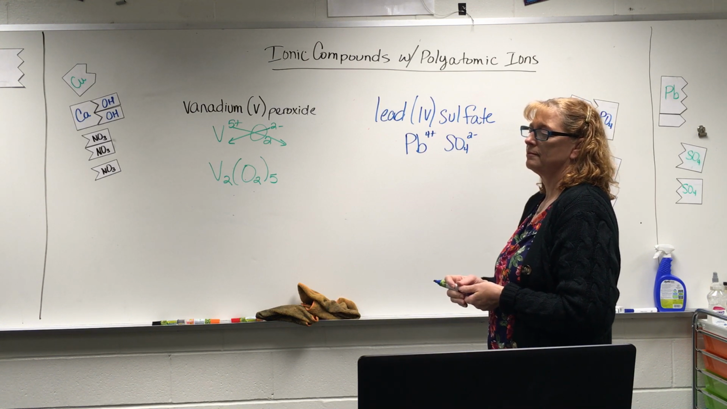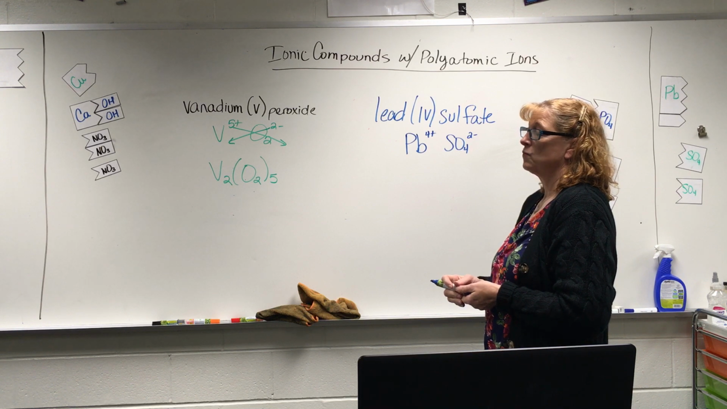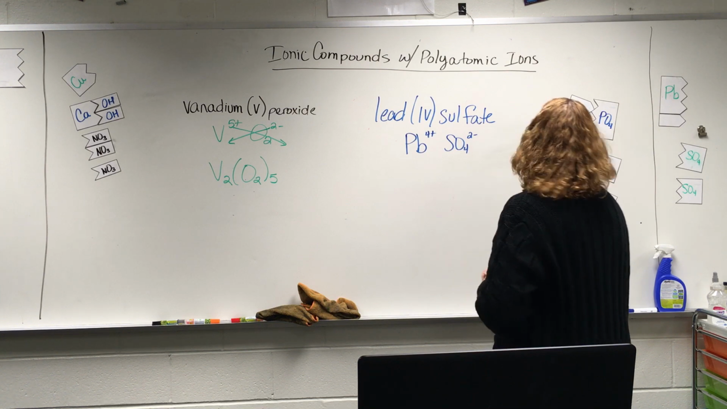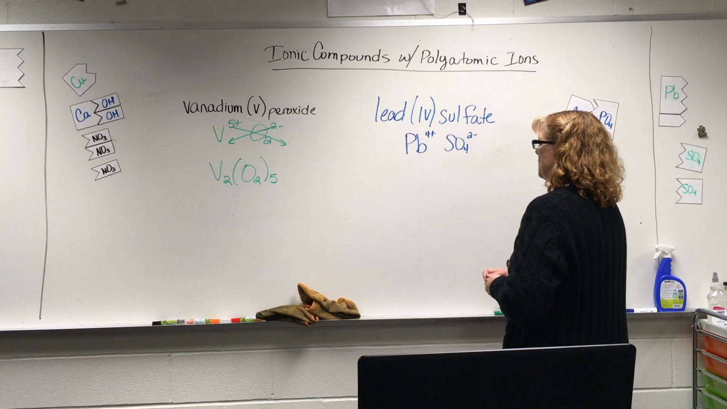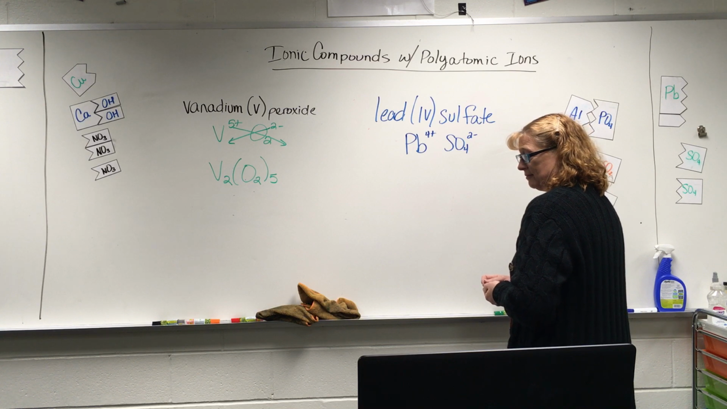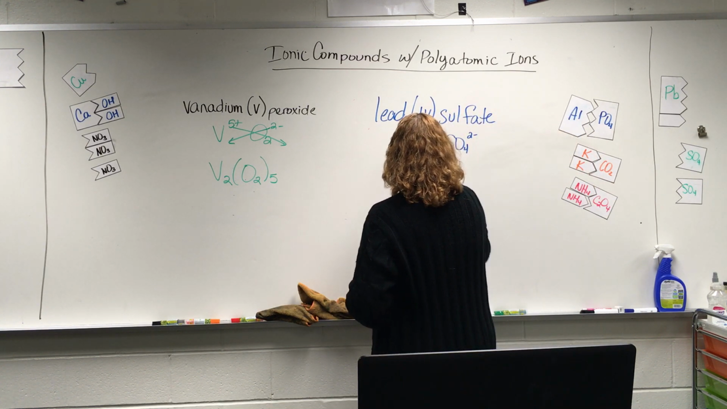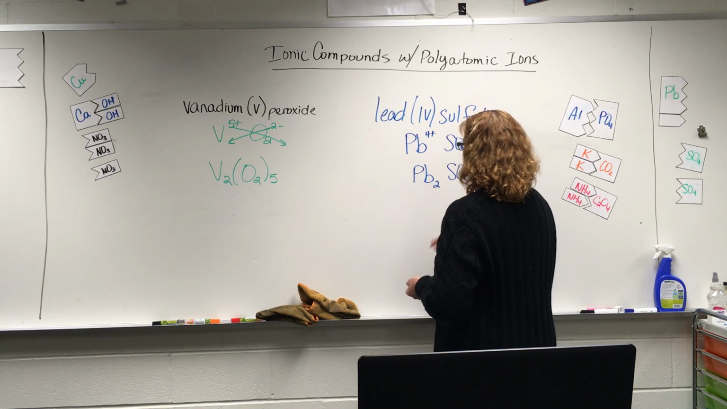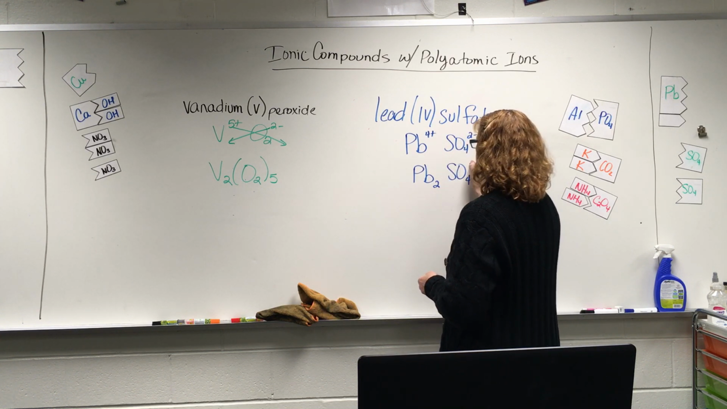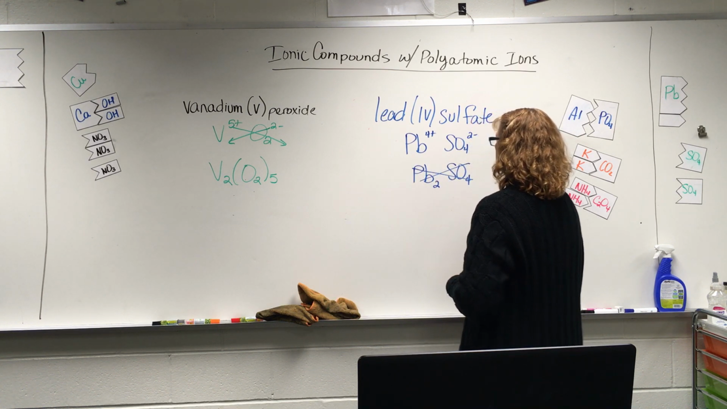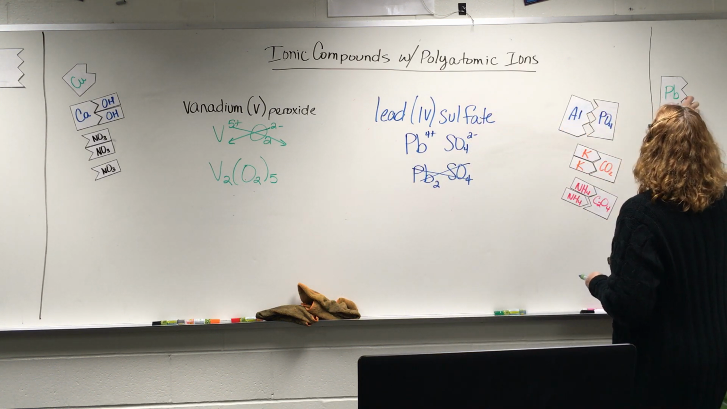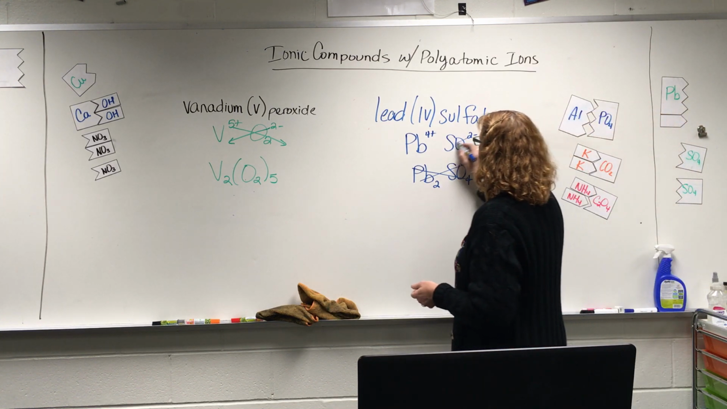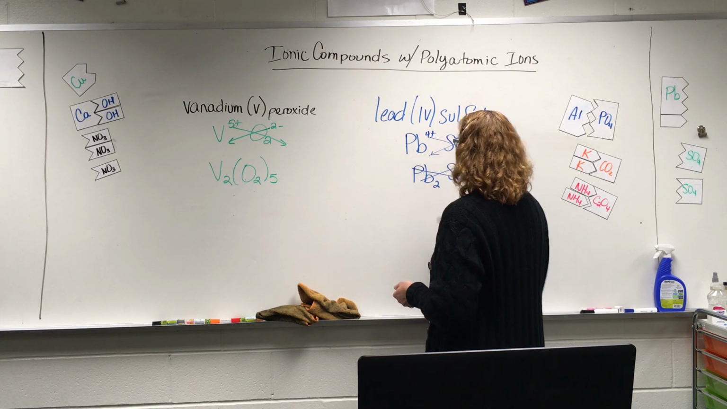Wouldn't the 2 cross over from the SO4 to the Pb? Just give me the formula. What do you think it is? Pb2 SO4. One SO4 with 2 Pbs? No. So if you cross the 2 over, what happened to the 4? You have to cross it over, right?